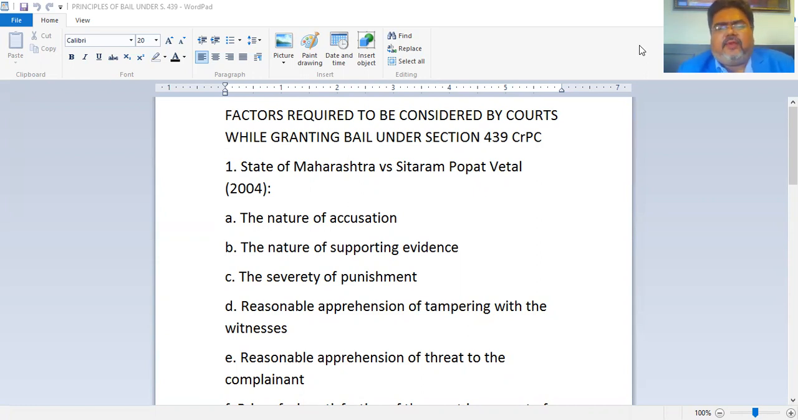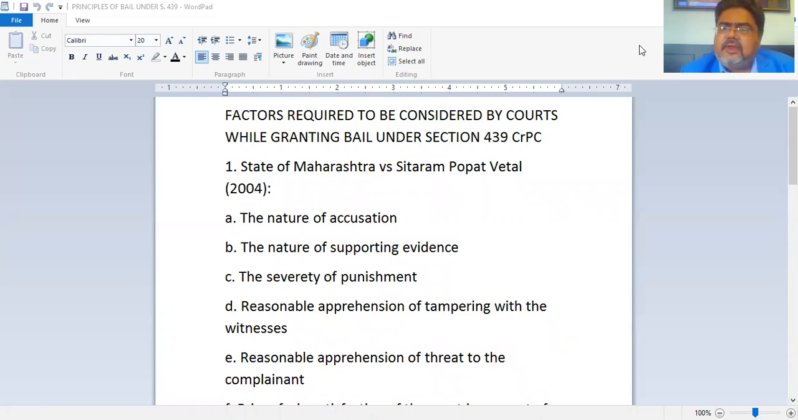The first case that we have taken here is State of Maharashtra versus Sitaram Popat, a 2004 case. In this case, it was held that at the time of granting bail, the following factors must be taken into consideration. The first is the nature of accusation, meaning what kind of charge it is. It is a major charge of a heinous offense, an offense involving moral turpitude, some serious offense, right? Or whether it is a minor offense. So, nature of accusation.